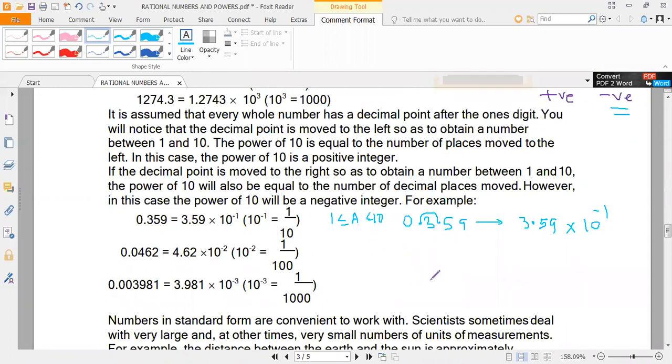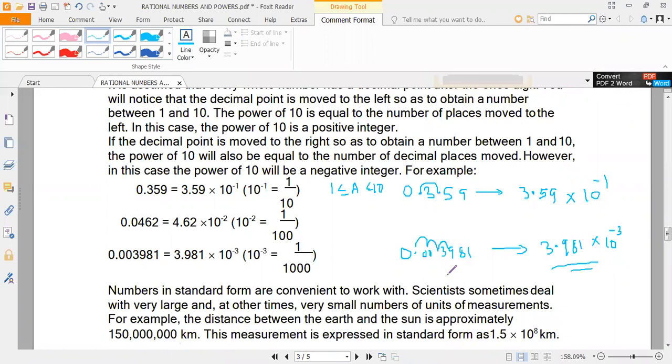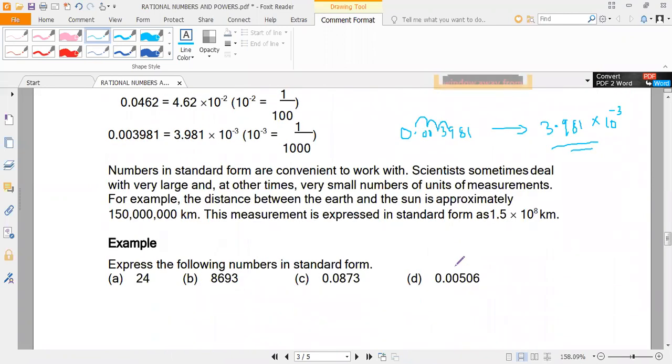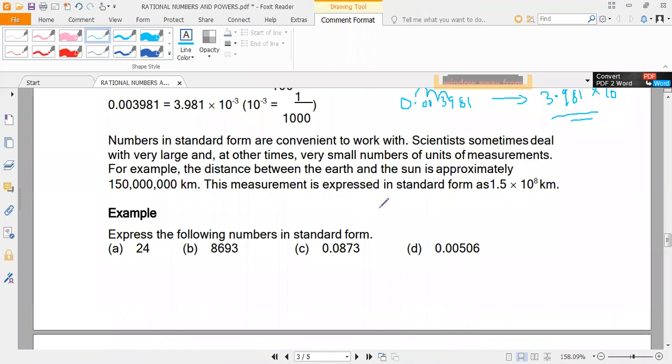Okay, so we can do the same for 0.003981. In this case, the decimal point will move past this 0, and that 0, and it will stop here. It has moved 3 steps in front. So the answer will be 3.981 times 10 to the power of negative 3, since the decimal point moved 3 steps in front. We use standard form because it is more convenient to work with.